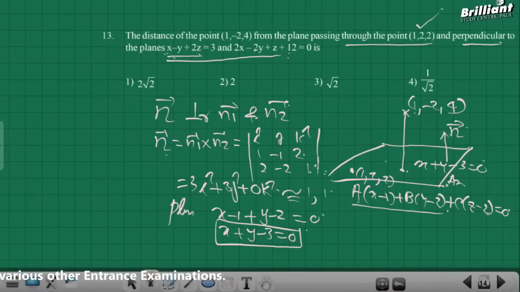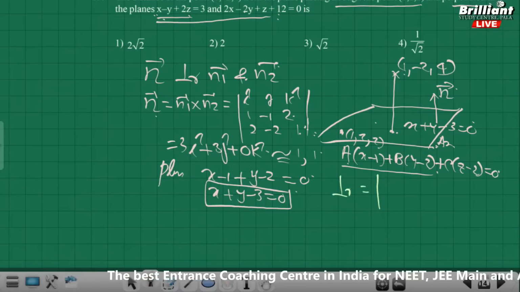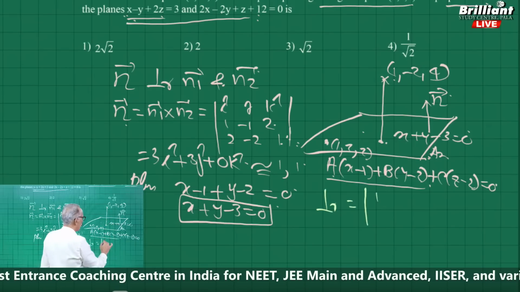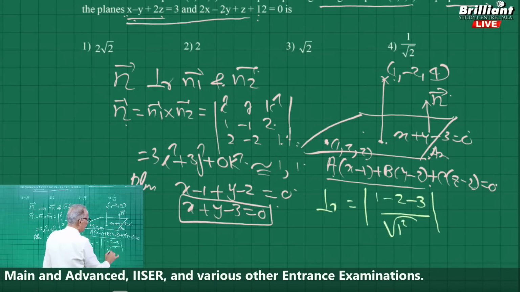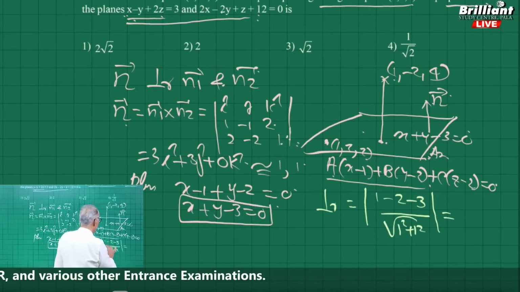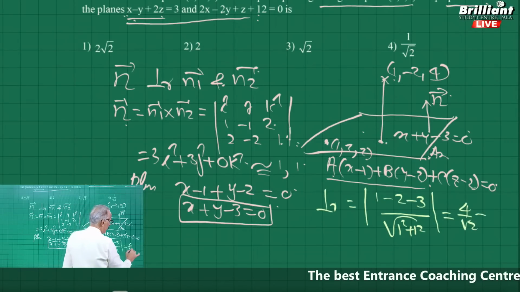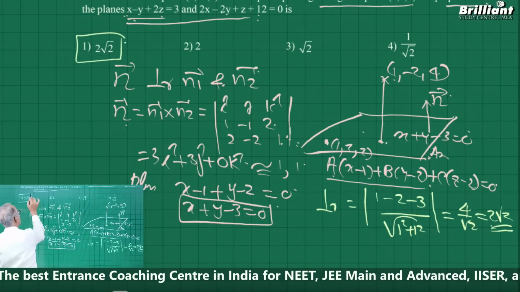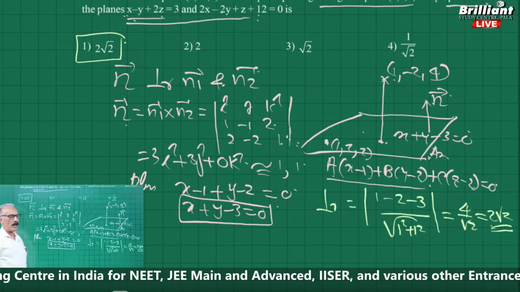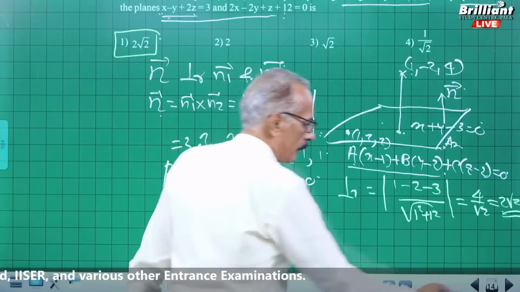Now you know the perpendicular distance formula, which I told you just now. Perpendicular distance is the modulus of substituting the point in the plane, that is 1 - 2 - 3, divided by the root of 1 square plus 1 square, as there is no z at all. This becomes 4 divided by root 2, which equals 2 root 2. You are through with your answer. 2 root 2 is the first option. So we calculated the equation of the plane and then applied the formula. We will move on to the next question.